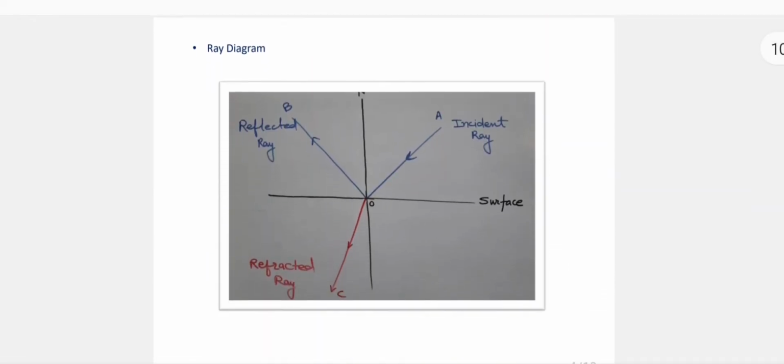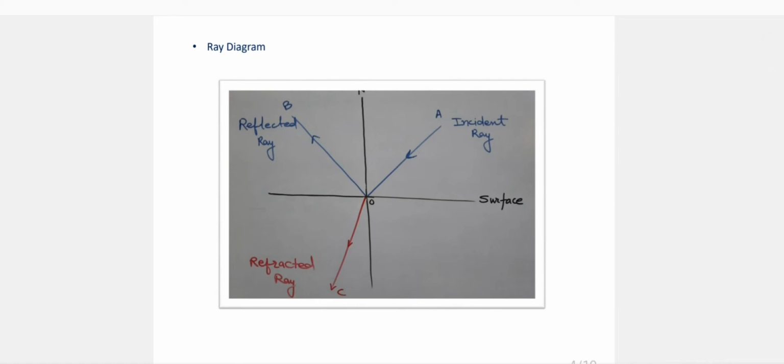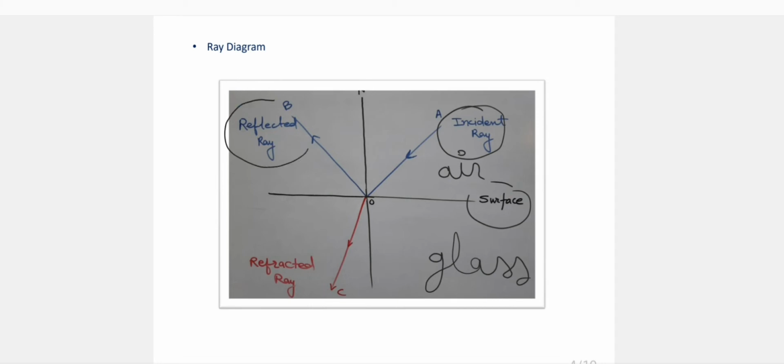So the next basic point is the ray diagram. For example, if you consider this is a surface, you can say this is air, and here you can consider it as glass. The ray which is getting incident on the surface of the glass-air interface is called the incident ray. The ray which is reflected back in the same medium is known as the reflected ray, and the one which is traveling along the other medium, which is the glass medium, is known as the refracted ray.